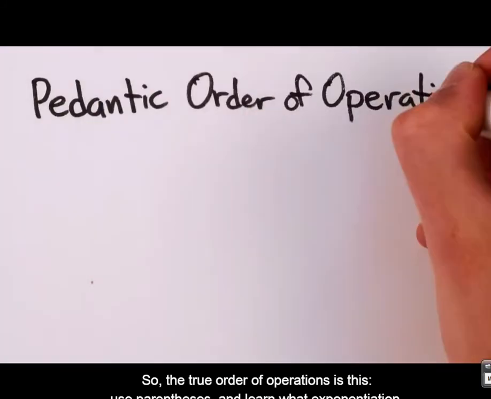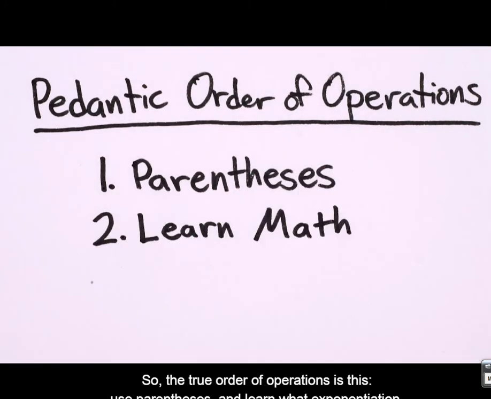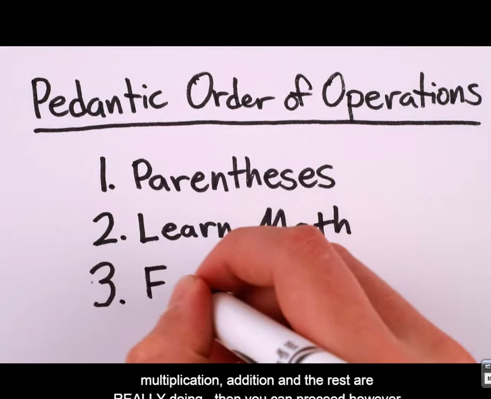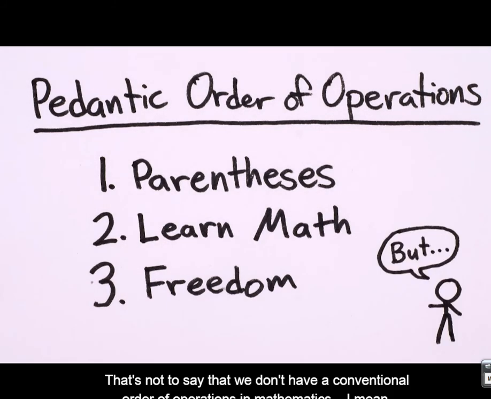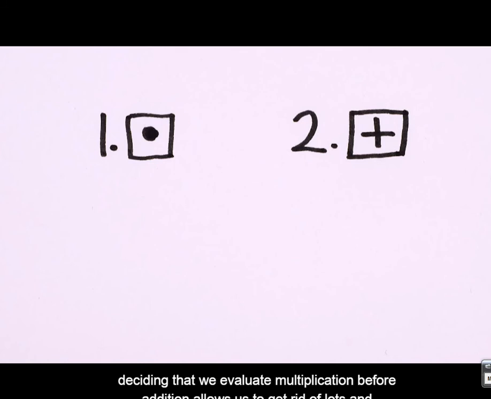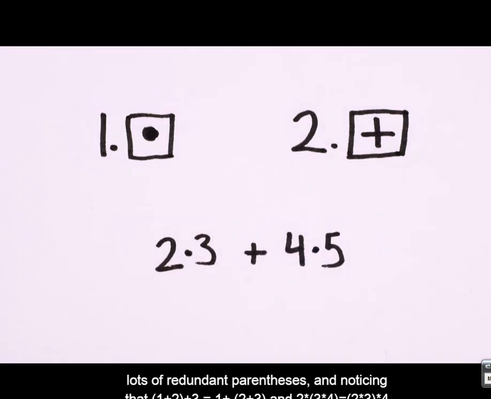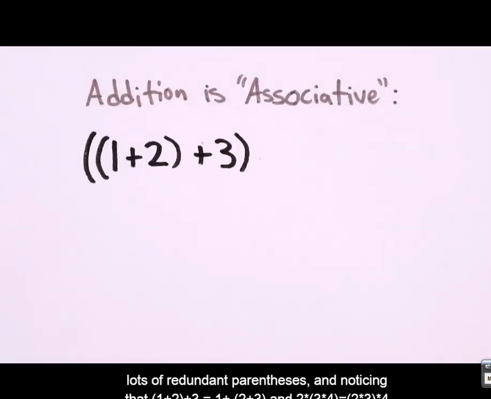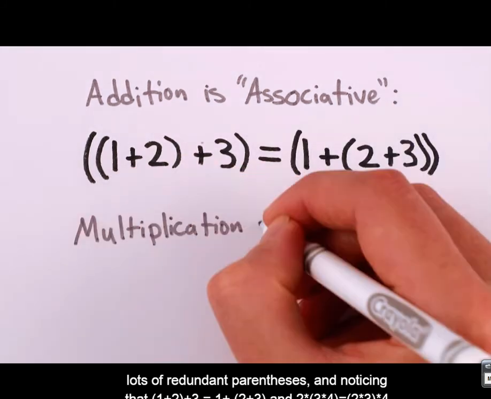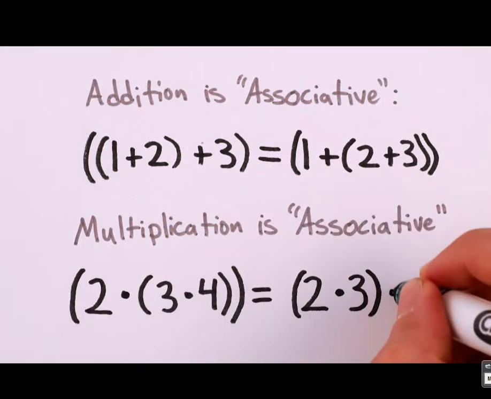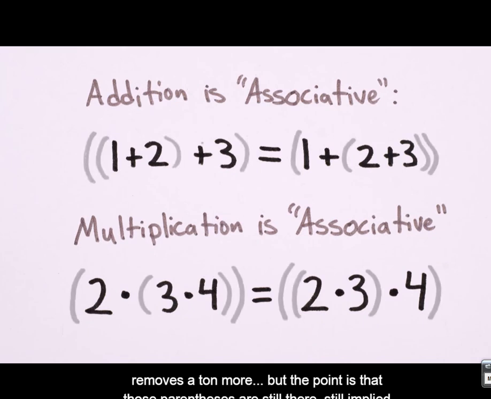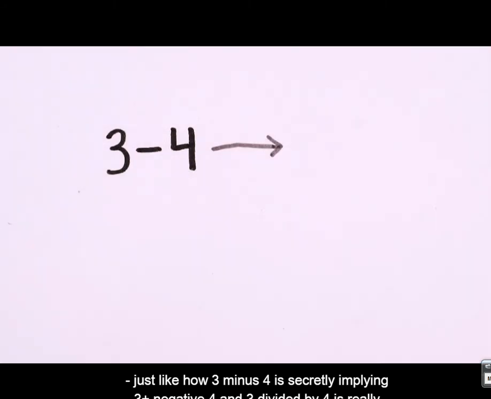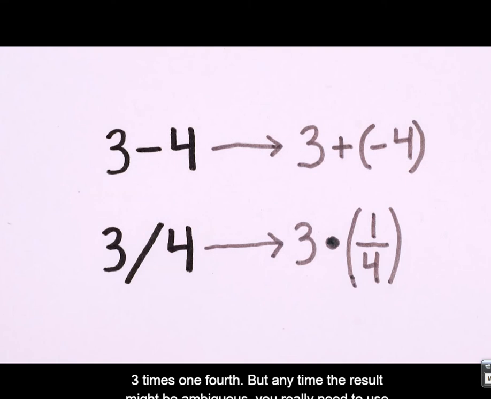So the true order of operations is this. Use parentheses and learn what exponentiation, multiplication, addition, and the rest are really doing. Then you can proceed however you want. That's not to say that we don't have a conventional order of operations in mathematics. I mean, deciding that we evaluate multiplication before addition allows us to get rid of lots and lots of redundant parentheses. And noticing that 1 plus 2 plus 3 equals 1 plus 2 plus 3, and 2 times 3 times 4 equals 2 times 3 times 4, removes a ton more. But the point is that those parentheses are still there, still implied. Just like how 3 minus 4 is secretly implying 3 plus negative 4, and 3 divided by 4 is really 3 times 1/4.